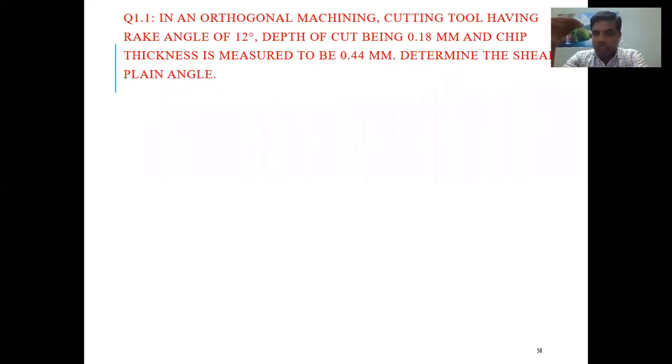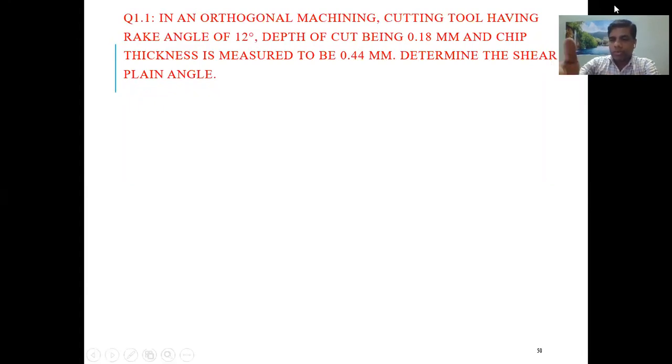And after machining, once the layer of material is removed, the chip comes out from the workpiece. That thickness of the chip is 0.44 mm, right? So these three parameters are given and you are asked to determine the shear plane angle. So how to find this? Very simple, right? Whatever we have seen in the previous problem, the previous formula is simple. You need to substitute in that formula, right?